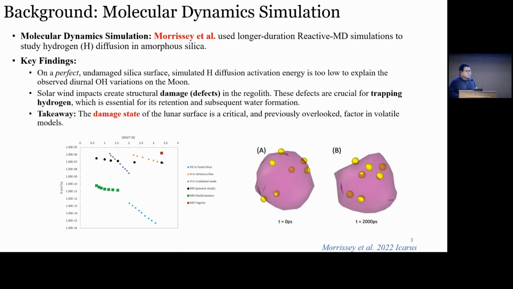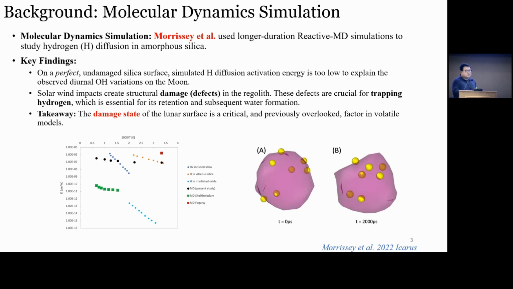All right, so recently there was a paper by Liam Morisi, who used reactive MD simulation to understand the diffusion of hydrogen in amorphous silica. So one of the key findings is that in a perfect, pristine silica surface, the hydrogen diffusion activation energy is too low to explain the diurnal variation.